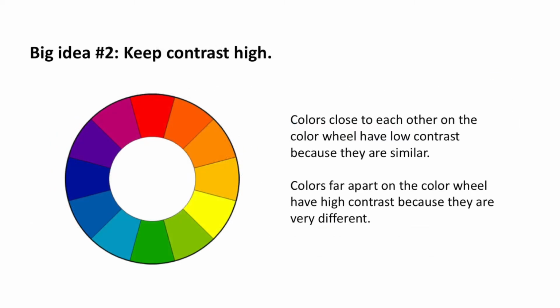The second big idea when using color in web design is to keep contrast very high. If you think about the colors on a color wheel, colors that are close to each other in the color wheel have very low contrast. They're very similar and hard to tell apart. Colors further apart in the wheel, or even opposite each other in that wheel, have high contrast because they're very different.